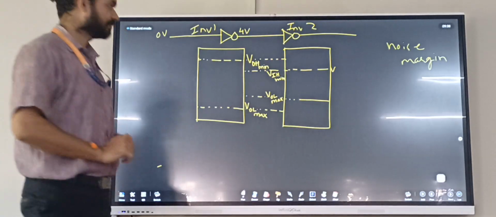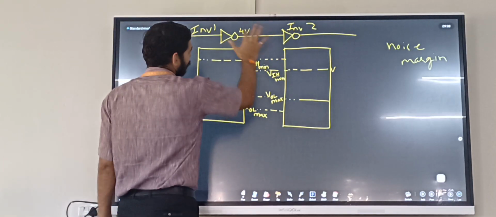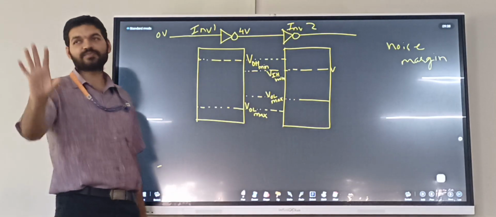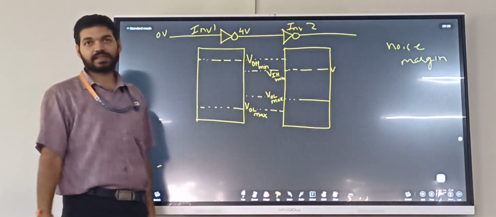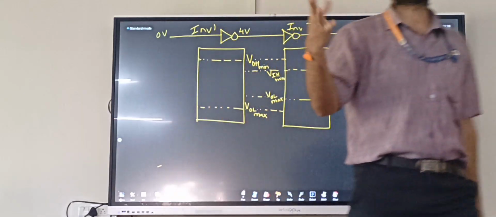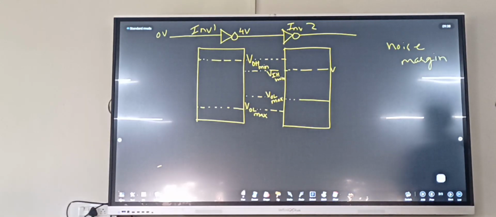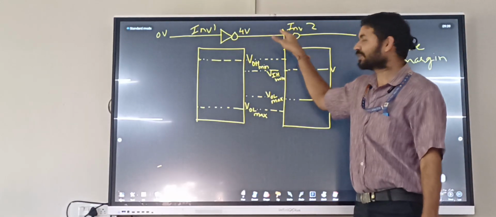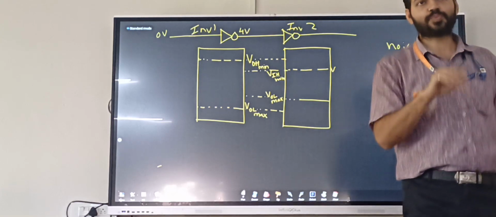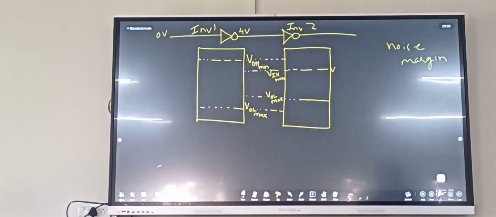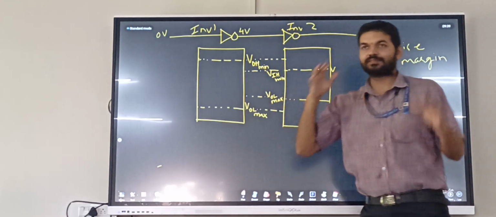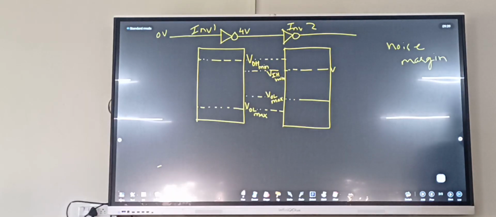Suppose instead of 4 volts, due to some fault, the output of inverter 1 is 2.8 volts or 2.5 volts. Then what should the second inverter consider it as, low or high? It is a great confusion. For inverter 2, if the input is 2.5 volts, it is a great confusion. Should I consider it as low or high?